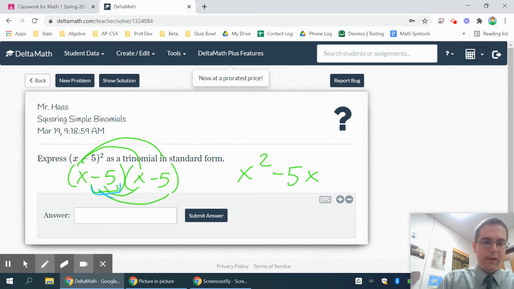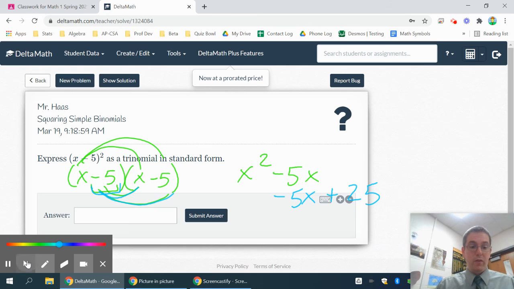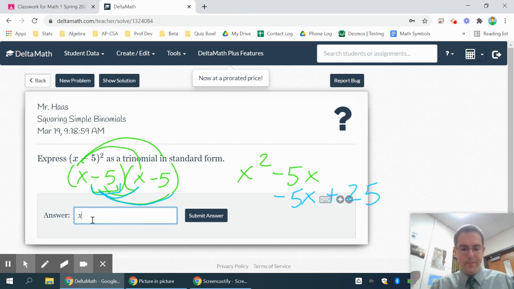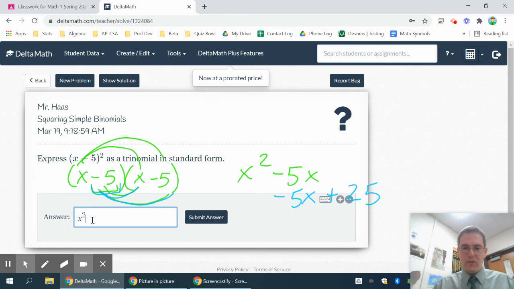So I'm going to take my negative 5 and multiply it by both of them. So negative 5 times x is negative 5x. Negative 5 times negative 5 is a plus 25. Do notice I do have an x squared, which would have been the first thing in my parentheses squared. But then I have the extra minus 5x and minus 5x is minus 10x.